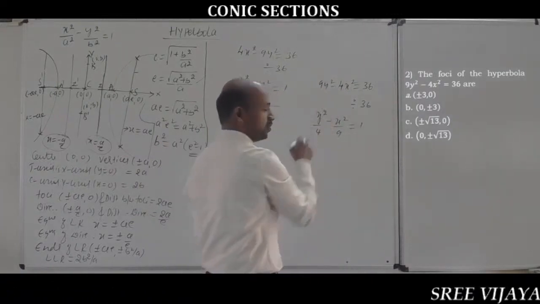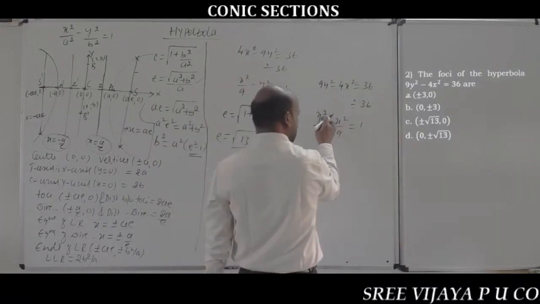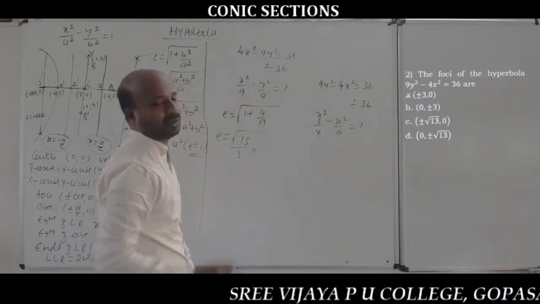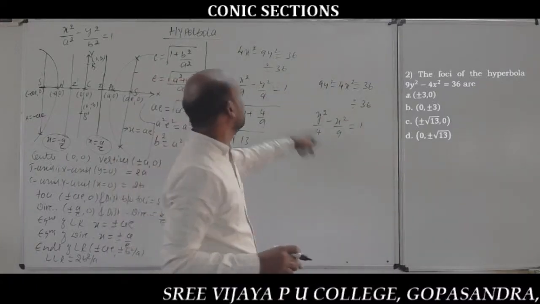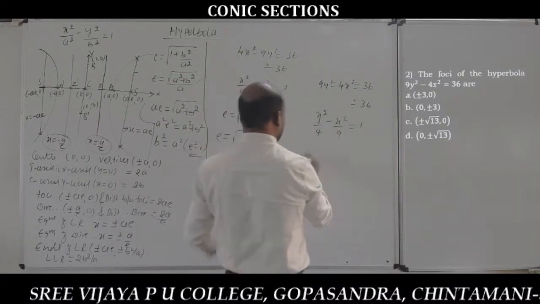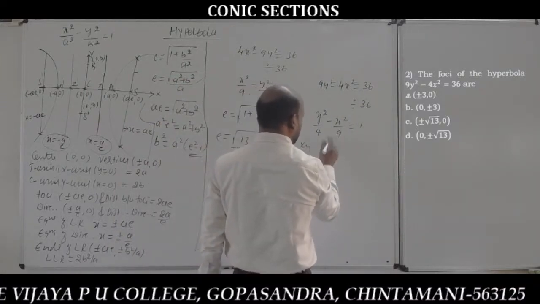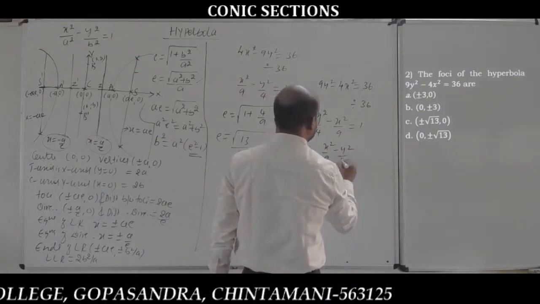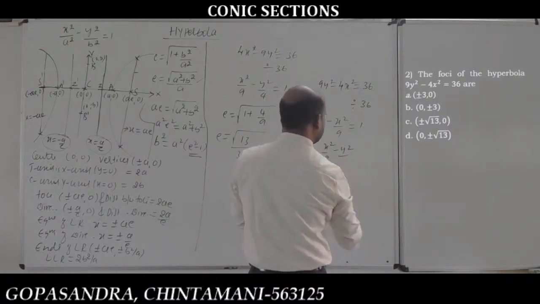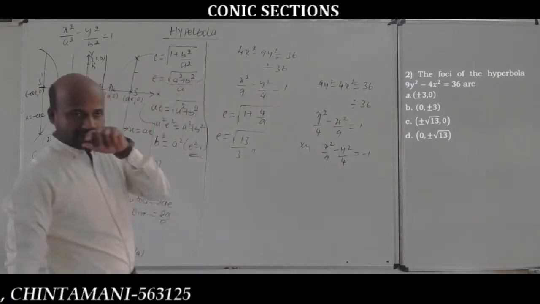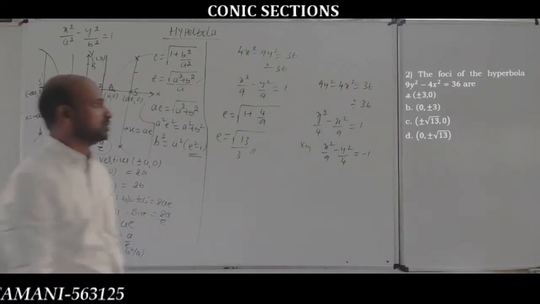Here we have y square by b square first, whereas the hyperbola is x square by a square minus y square by b square. So this is the conjugate hyperbola. This is the hyperbola and this is the conjugate hyperbola. If we multiply by minus, it becomes x square by 9 minus y square by 4 is equal to minus 1. That is x square by a square minus y square by b square is equal to minus 1.